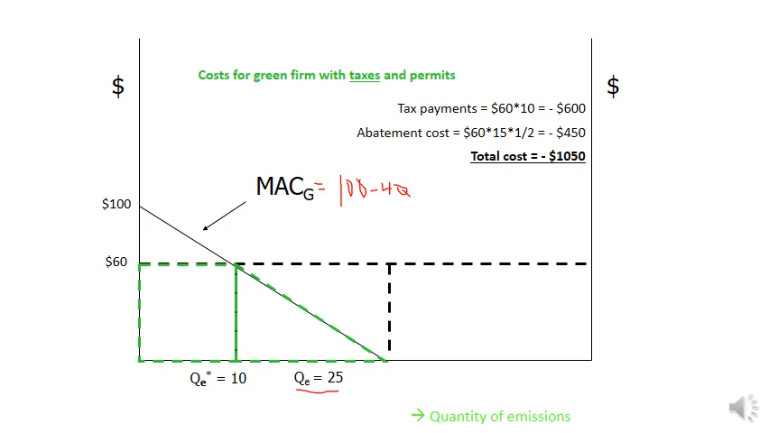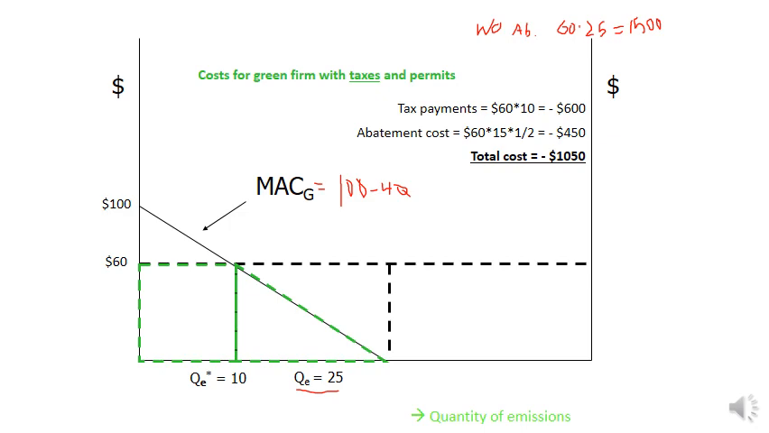So without abatement, 60 times 25 equals $1,500. So they're paying a bunch and society's not really benefiting. Let's see if we can improve upon that.